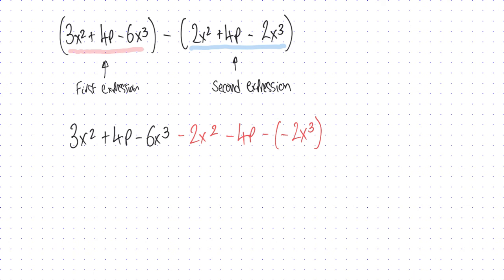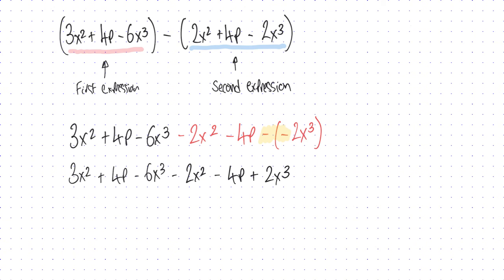But this one down here now, this part here in yellow, well, this means that we're going to now end up with a positive down here. We're going to end up doing an addition instead of a subtraction. So now we've got 3x squared plus 4p minus 6x to the power 3 minus 2x squared minus 4p plus 2x to the power 3.